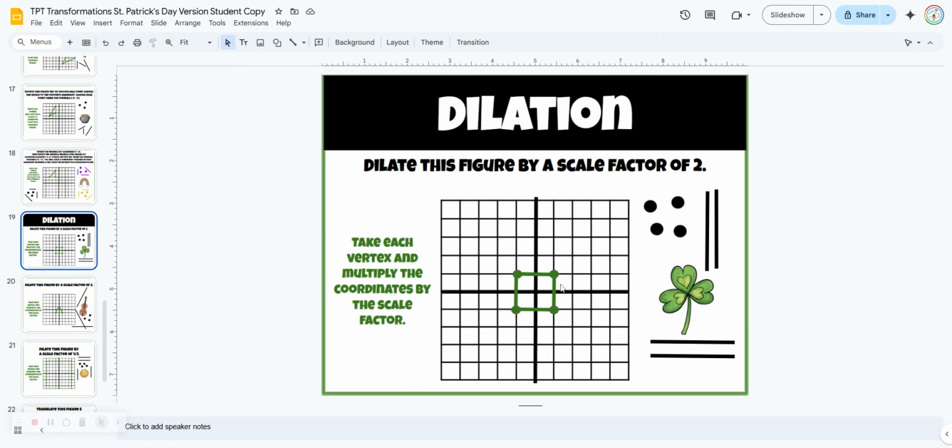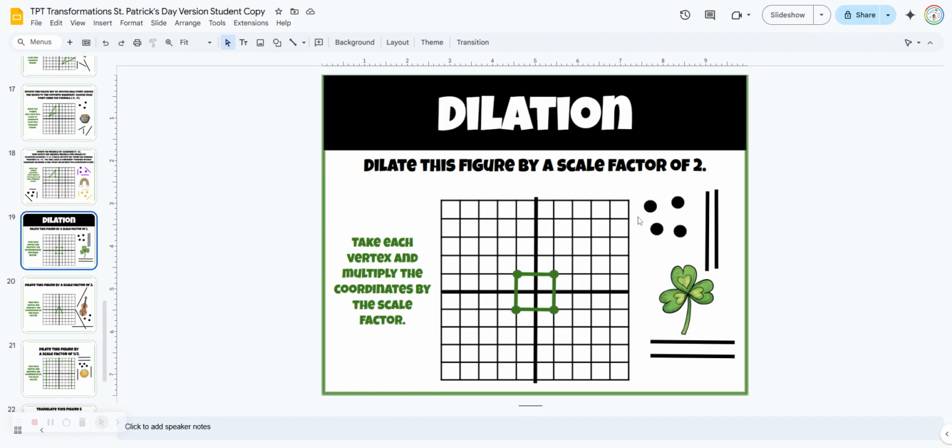So dilation is changing the size of a figure without changing its shape. And we're going to scale up or scale down by a scale factor. So if we dilate this by a scale factor of 2, that means the new figure is going to be 2 times larger. And since we're using the coordinate plane, we're going to take the coordinates of each point and multiply by the scale factor.